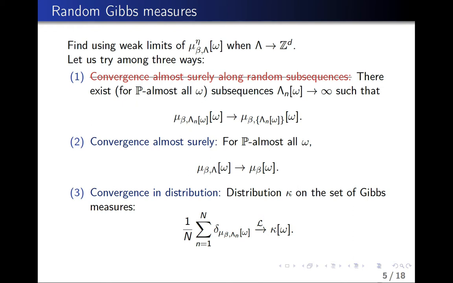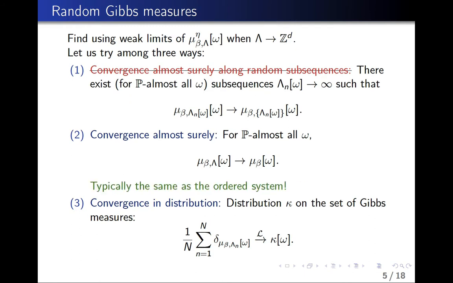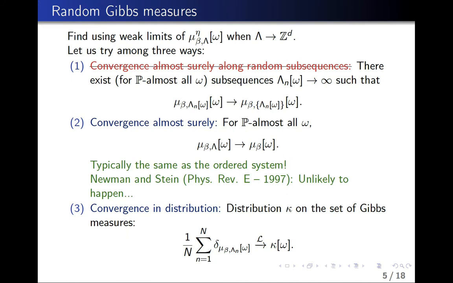The second one is the convergence almost surely. Here, Λ doesn't depend on ω. A good news is this convergence is typically the same as in the ordered system. This means that almost surely, the sequence has the same behavior as without randomness. On the other hand, by the same reason, this is bad news. As Newman and Stein pointed out, this is unlikely to happen. We are asking for too strong a convergence.